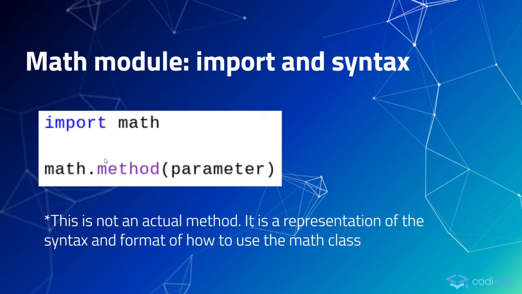So how would we use the math module? We use this dot, and we say math, which is the name of the module we imported, dot. Then we can call any method and input the correct parameters. There's no actual method called method, and it doesn't have a parameter called parameter. This is just a representation of the syntax and format of how we would use a math module. It'll make a little bit more sense when we get into the examples.